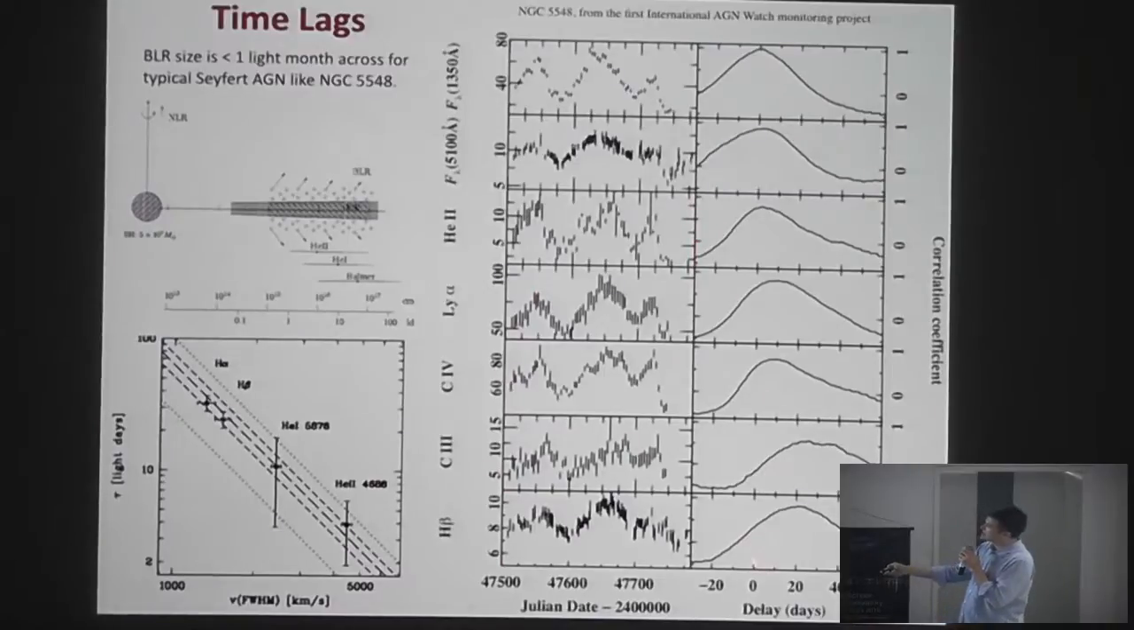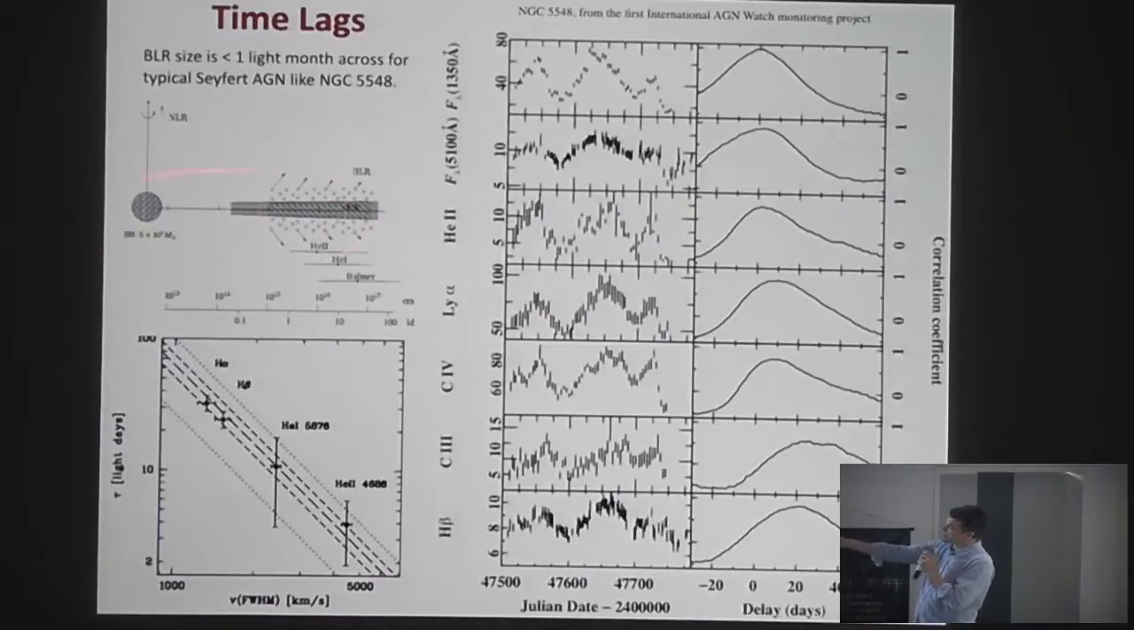And so essentially you see that the UV flux varies first, a little lag of a few days with the optical, and then most of these sort of move out from there. The H beta is actually about 20 light days out. So if you saw a variation in the UV, you could wait 20 days and you would end up seeing the variation in H beta as those particular clouds are reacting.